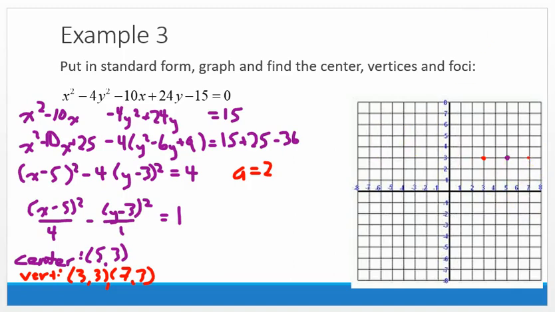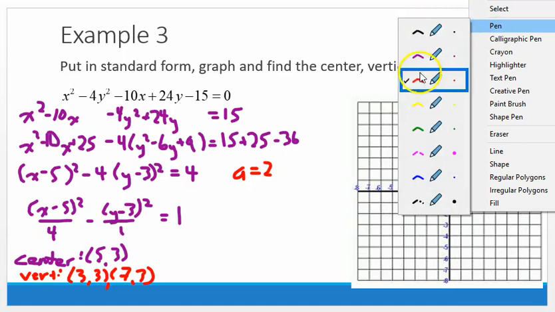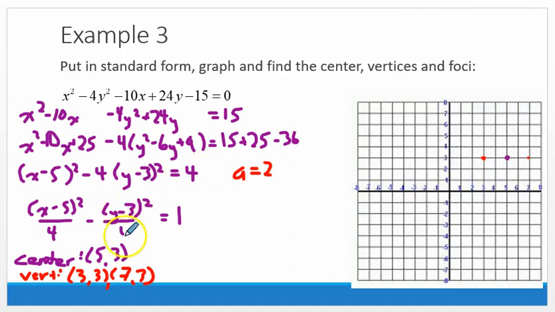And then we also need to use the b value. So the other number we had in the denominator was 1, and if b squared equals 1, that means b is 1 as well. So b is 1, which means from the center, I'm going to go up 1 and down 1 for the b dots. And I'm just going to lightly draw in, kind of using like a dotted line here, draw in the rectangle. And I know that my asymptotes will pass through the diagonal corners.